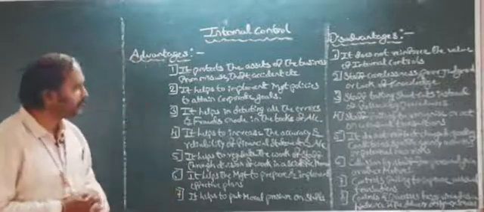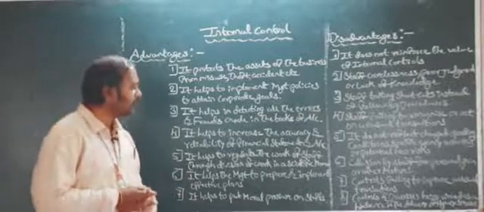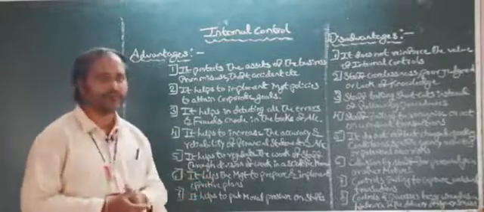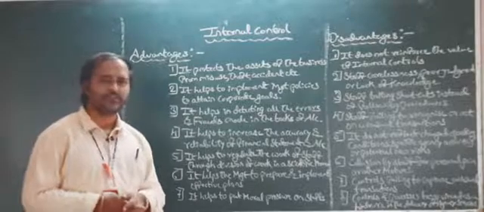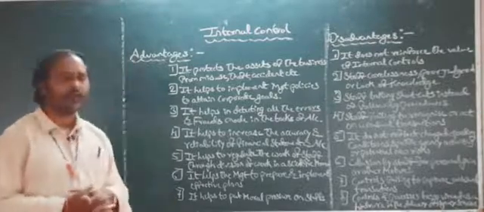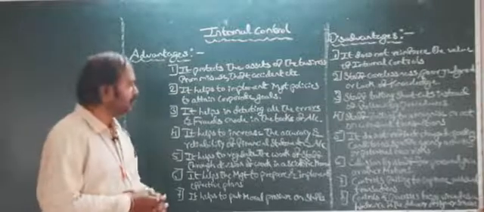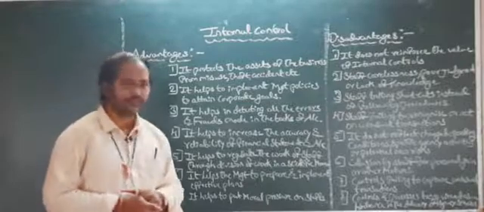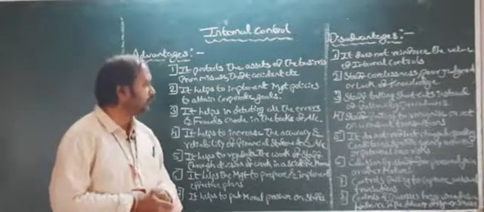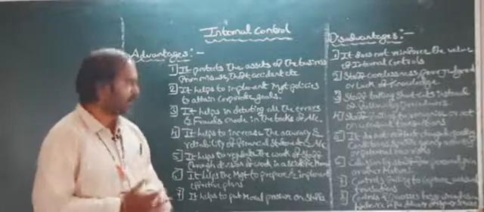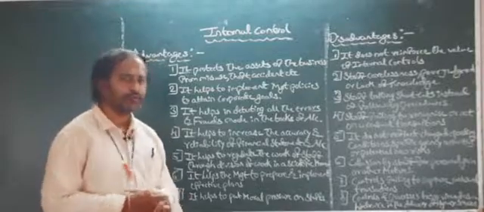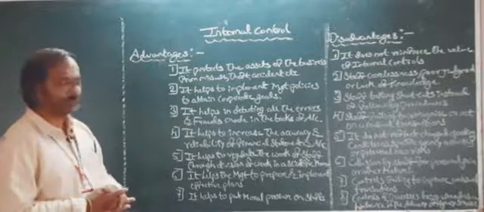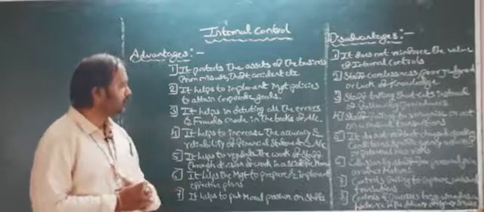The fourth one is staff failing to recognize or act on unusual transactions. So there are various day-to-day transactions, many transactions which take place in an organization, but there are some unusual transactions, and those unusual transactions fail to be recognized by the staff. Okay, so it is also one of the demerits or disadvantages which we get under this internal control.